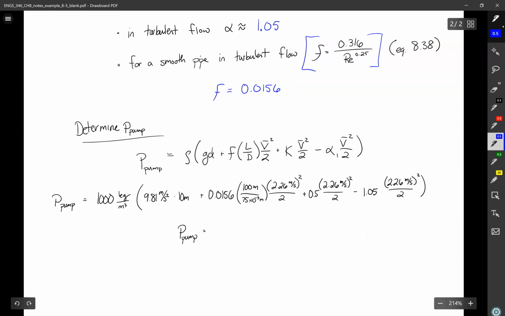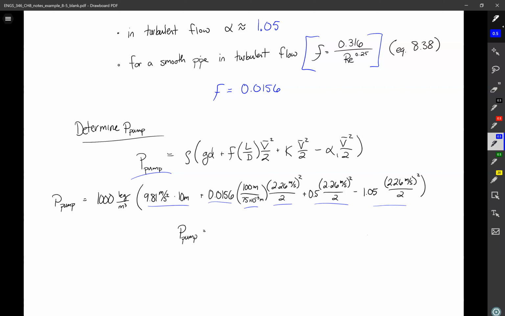Now we just need to find the pressure for our pump. So what we're finding is solving for P pump. We now have all of the different components to that equation. We have gravity, the height. This is the friction factor that we just calculated, L over D times V squared over 2. So those are major losses. Then our minor losses from the flow from the pipe into the tank. And then here we have the change in kinetic energy, alpha times V squared over 2.